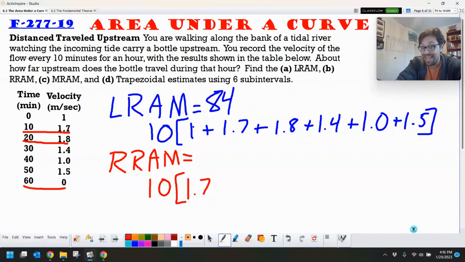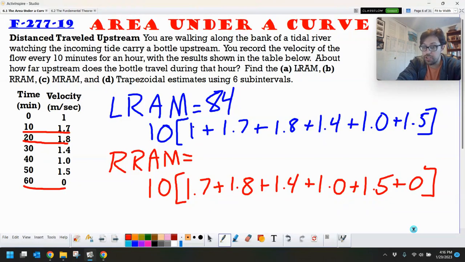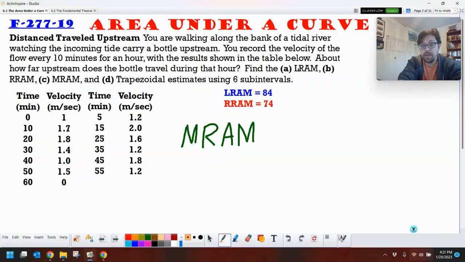So it's just going to be 10 less than the previous one, because the only difference that's changing between our LRAM and our RRAM is this number right here. Everything else stays the same. To find our MRAM, we need the numbers that are going to be in between each one of these things.